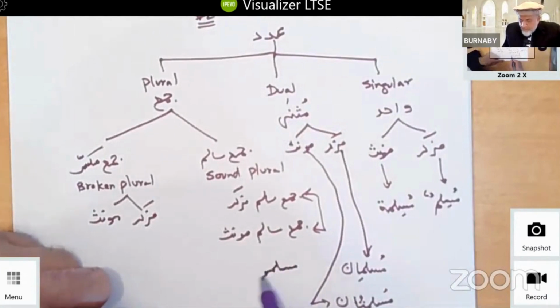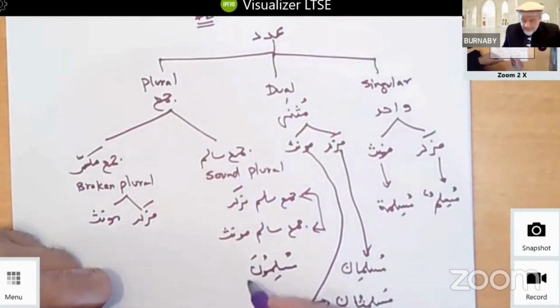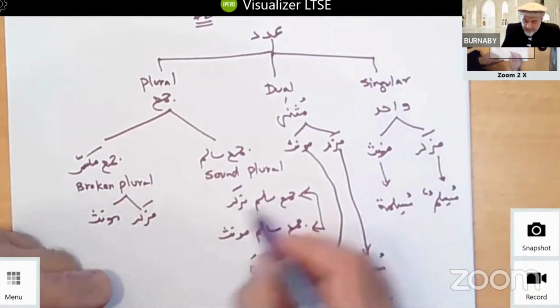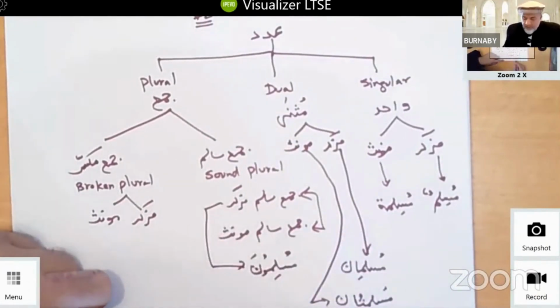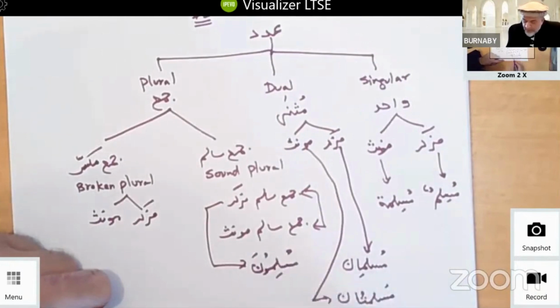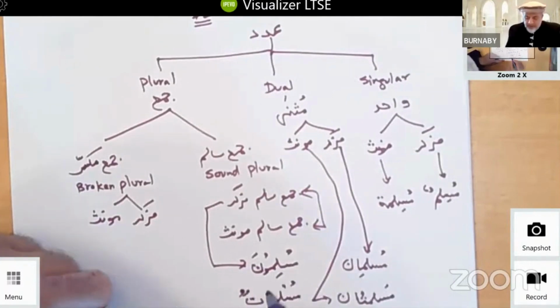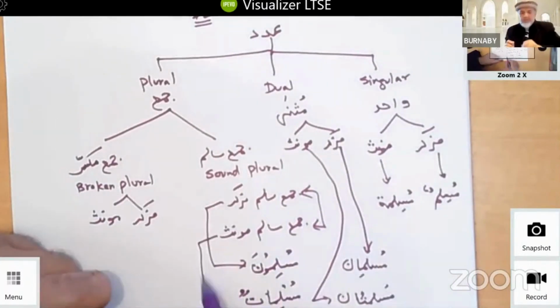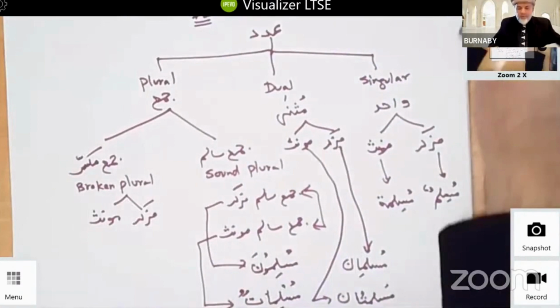Now, what is the Jama Salim Mudakkar for Muslimun? Muslimuna. So that's the Mudakkar part. What is the Jama Salim Muannas? Muslimatun. That is the Muannas. So far, so good?